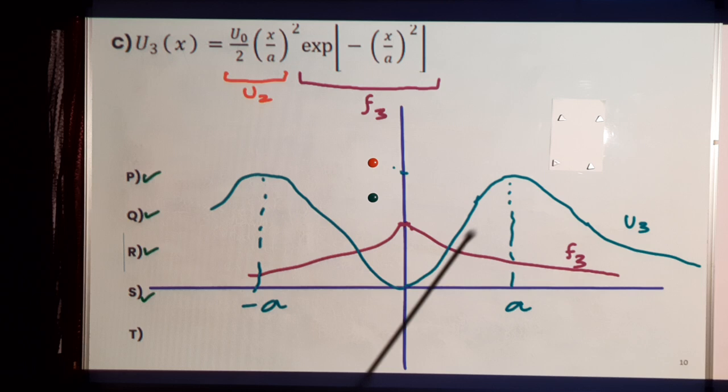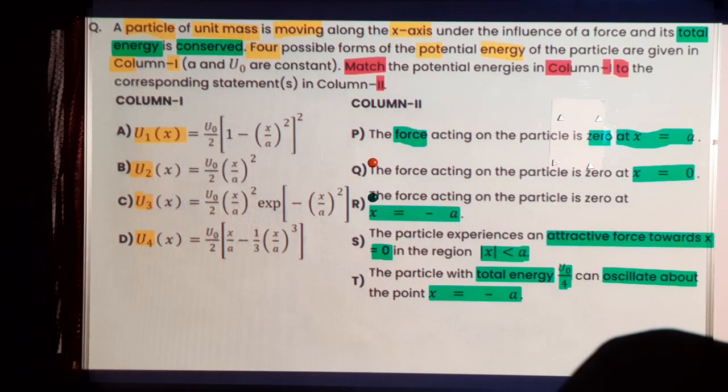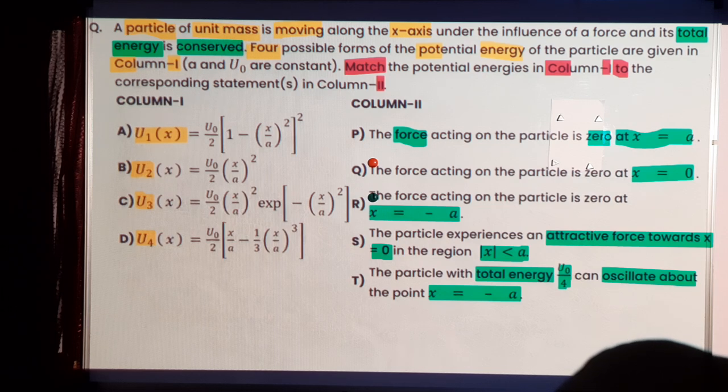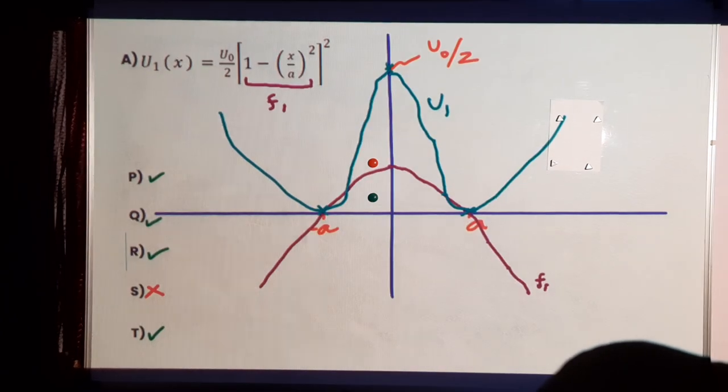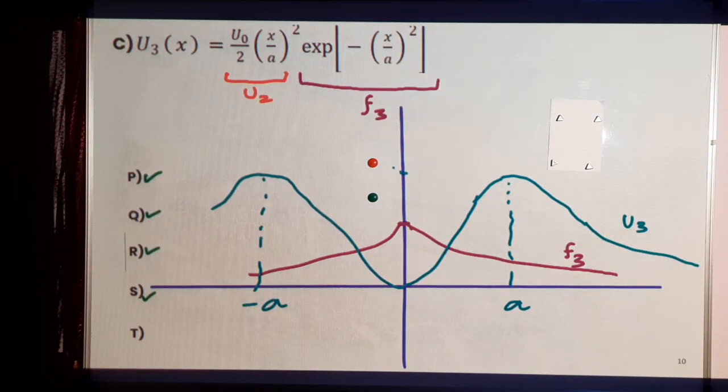So force is 0 here, force is 0 here, force is 0 here. So P, Q, R, R is true. Statement S, it will oscillate about the origin. There is an attractive force towards the origin. Statement S is true. Statement T, oscillating about minus A. For that, there should be a minimum about minus A. There is no minimum at minus A. So T is false. So C will match with P, Q, R, S.